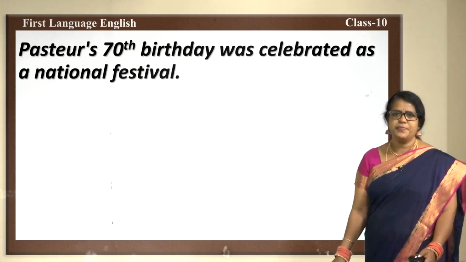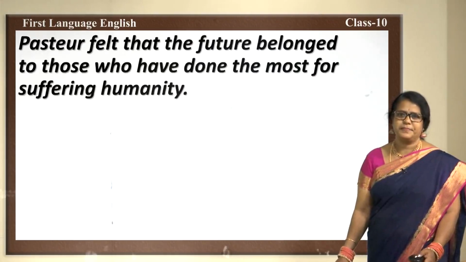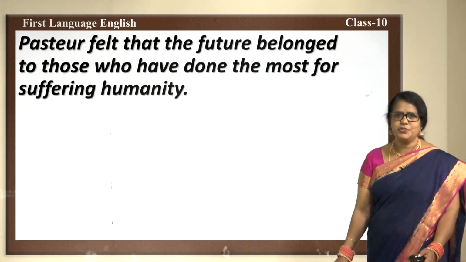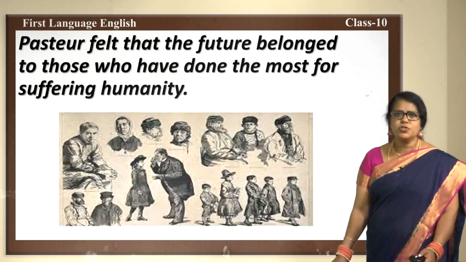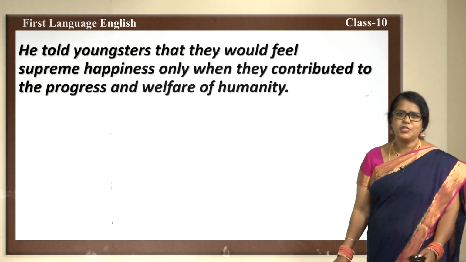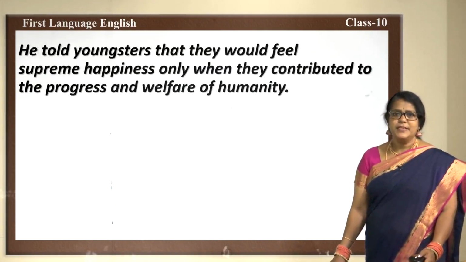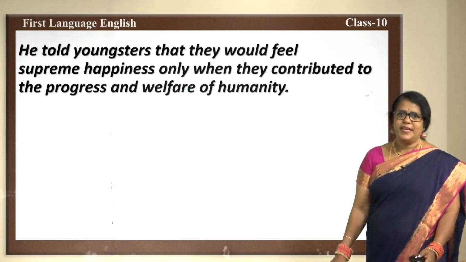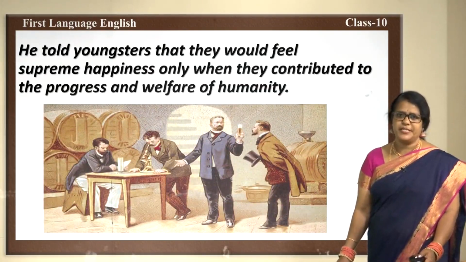Pasteur's 70th birthday was celebrated as a national festival. Pasteur felt that the future belonged to those who have done the most for suffering humanity. He told youngsters that they could feel supreme happiness only when they contributed to the progress and welfare of humanity.